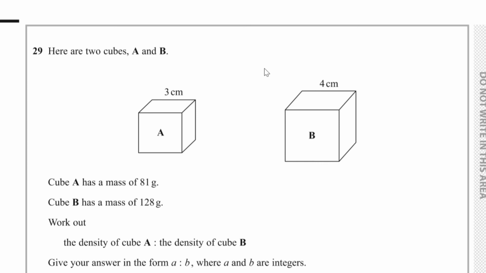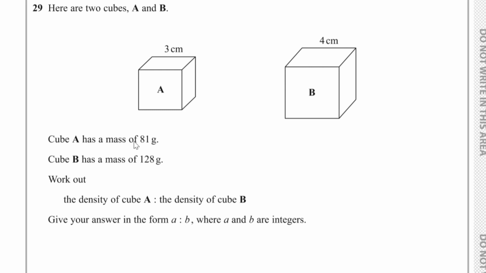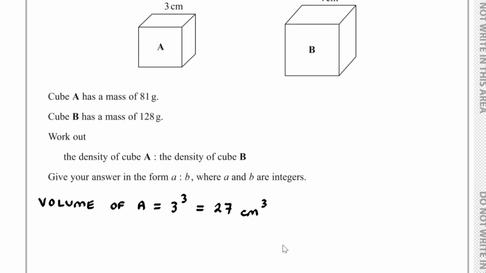Question number 29. Here are two cubes A and B. Cube A has a mass of 81 grams. Cube B has a mass of 128 grams. We have to work out the ratio density of cube A to the density of cube B, where A and B are integers. Well, what we can do is find the volume of A and B. The volume of A will equal 3 cubed, which is 27. So we have 27 centimeters cubed for the volume of A.